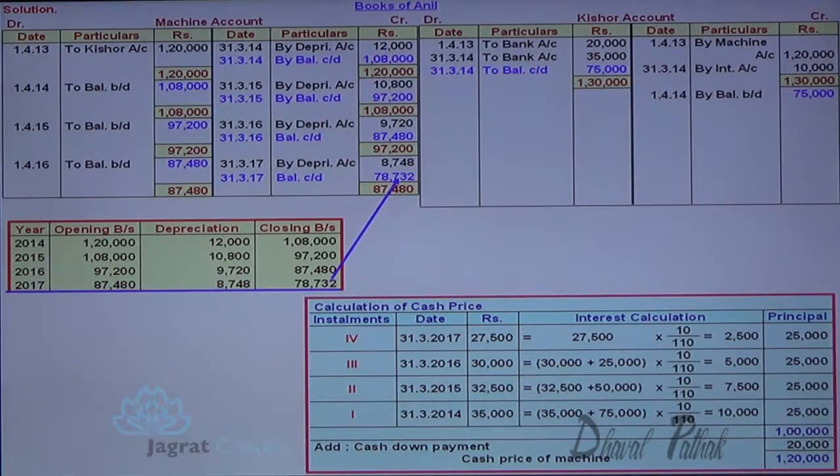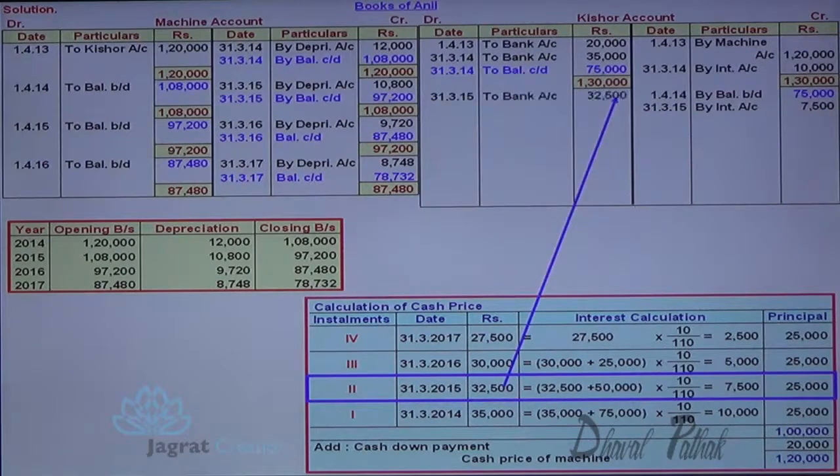So let me start with second installment. 7,500 interest. Interest is my expense. Interest account debit to Kishore account credit. Installment paid 32,500. Kishore account debit 32,500 to bank account credit. Now find the closing balance. Closing balance is 50,000. That is equal to these two installment principals. 50,000, that becomes opening balance.